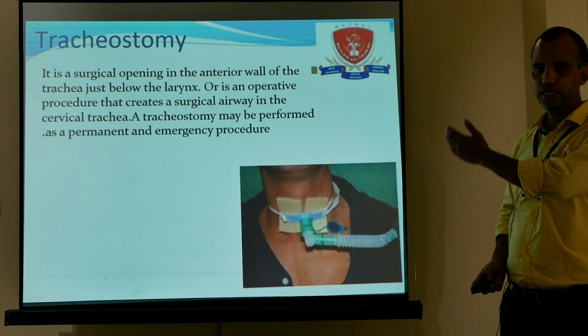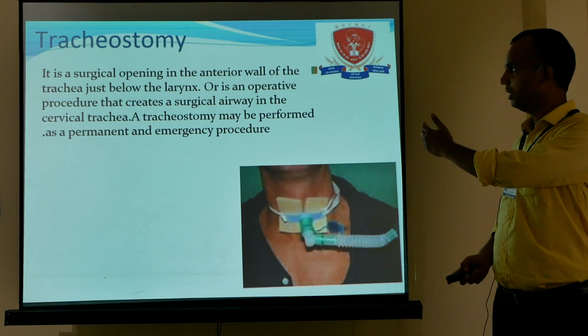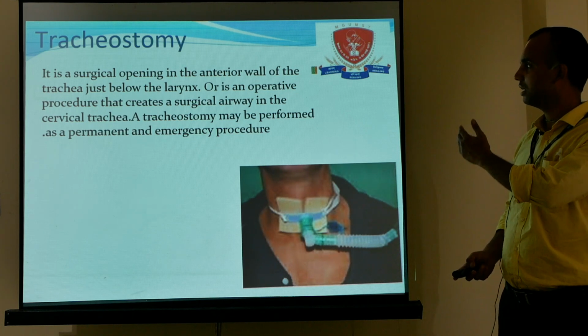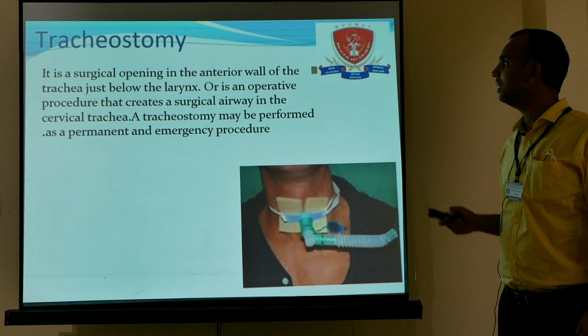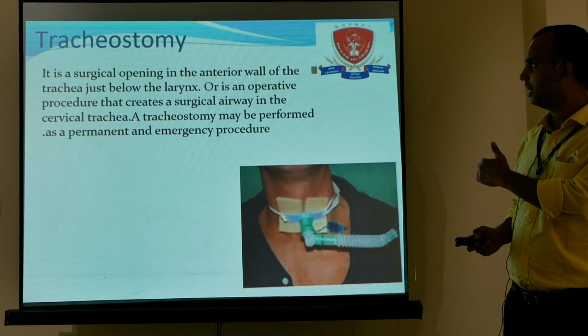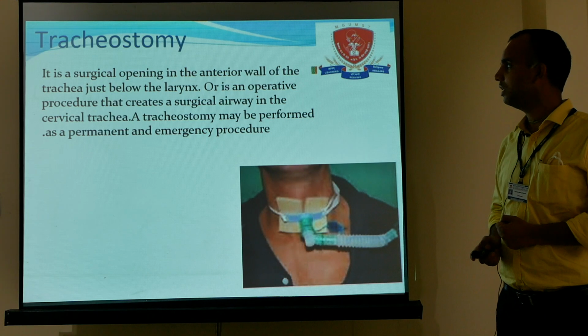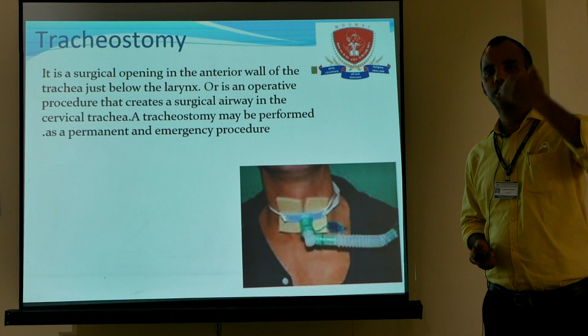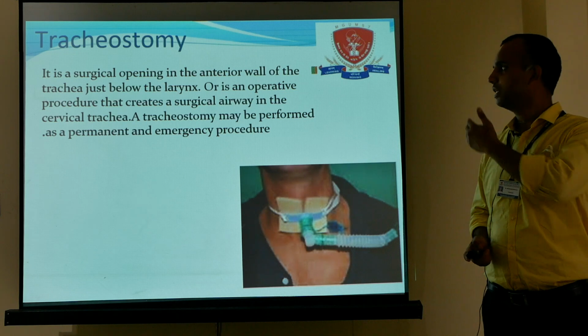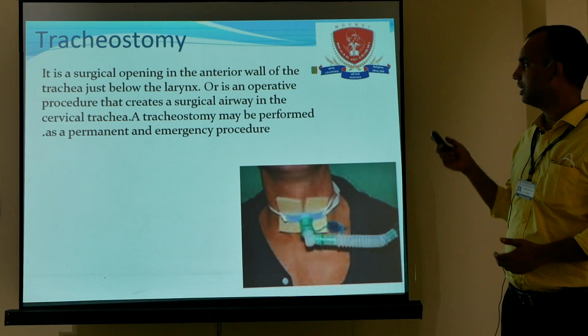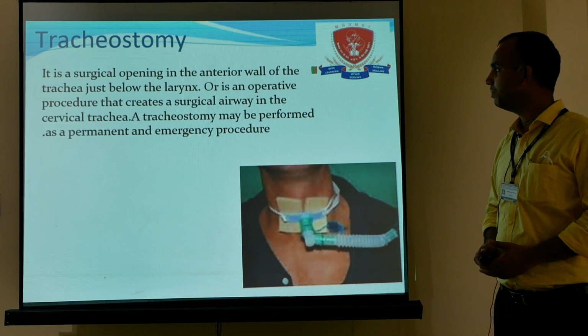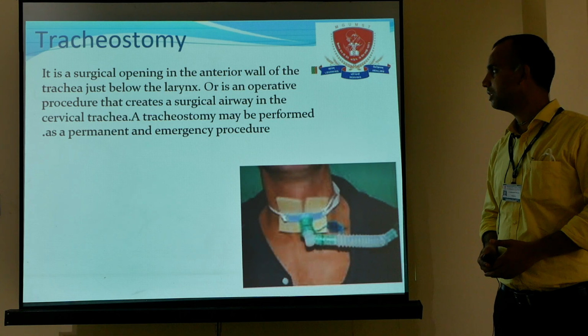Okay, so we saw in the previous slide where the tracheostomy is performed. It is a surgical opening that is made into the anterior wall of the trachea just below the larynx, or it is an operative procedure that creates a surgical airway in the cervical trachea, in the cervical region. A tracheostomy may be performed as a permanent or emergency procedure.